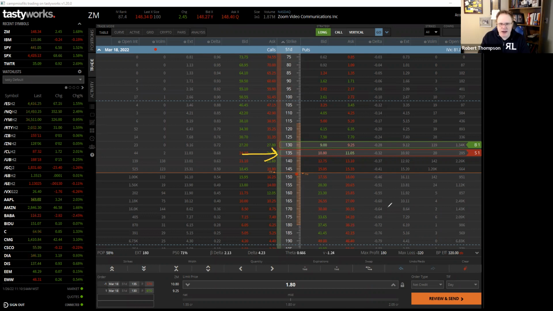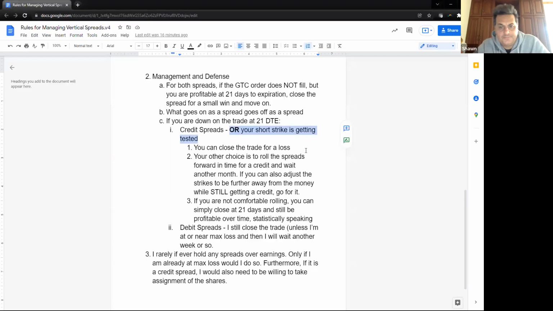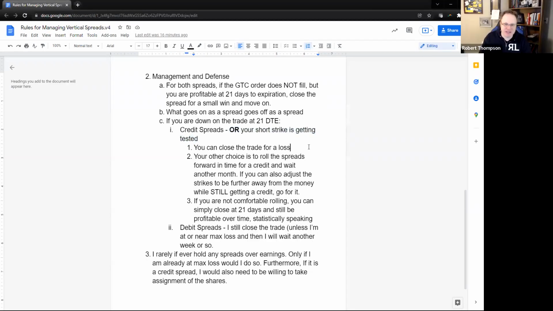All right. So if we get to 21 days to expiration and I'm down on this trade, or Zoom comes down to 135 and touches that short strike number, if either one of those happens while my spread is on, I'm going to do something. What am I going to do? You have a couple of options. First of all, you can straight up close the trade for a loss.